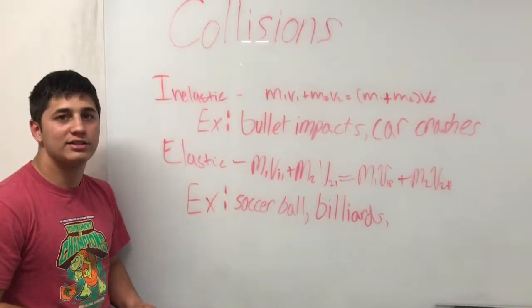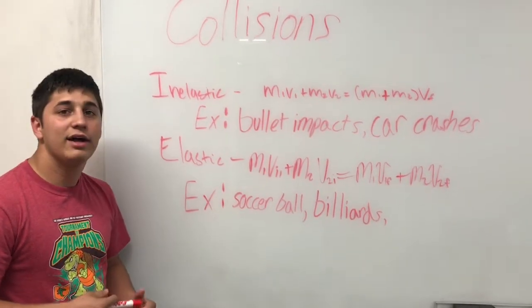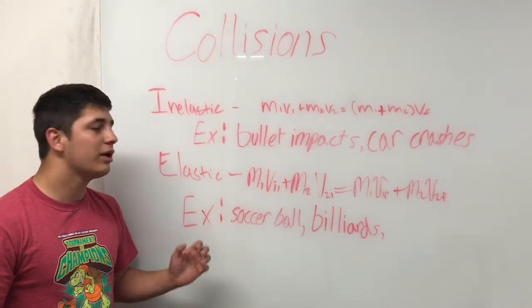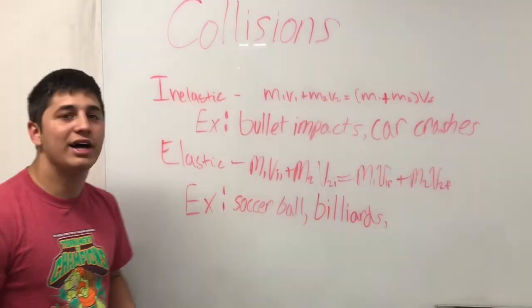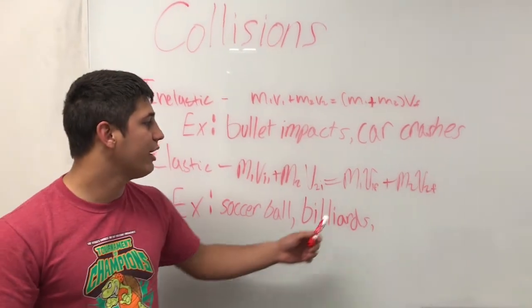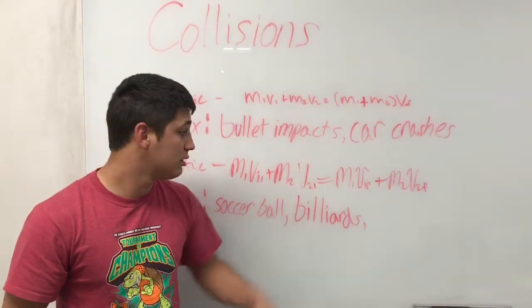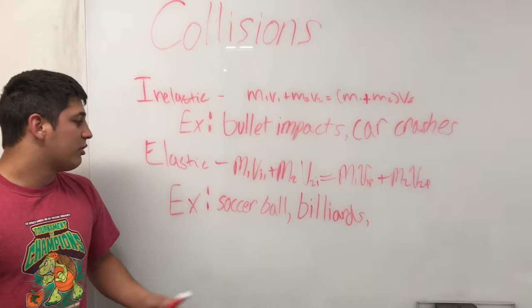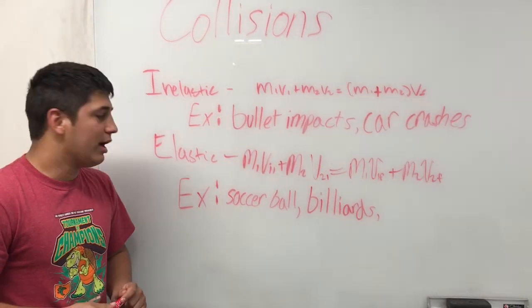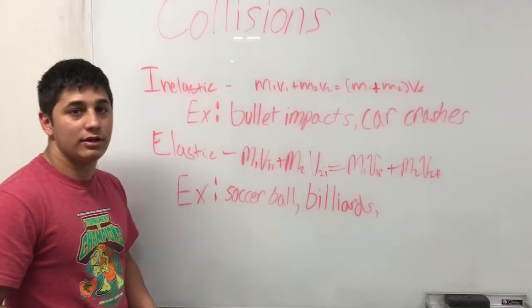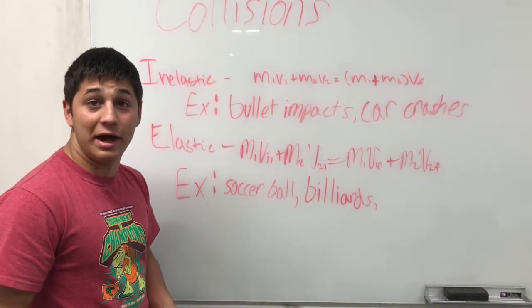As you just saw in that example with the soccer ball, an elastic collision is a collision where two objects strike each other but do not stick together. Therefore, they will have two different final velocities. A soccer ball is an excellent example of that, where it is kicked and goes flying where the person does not.